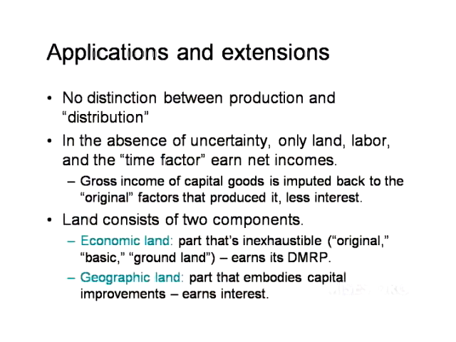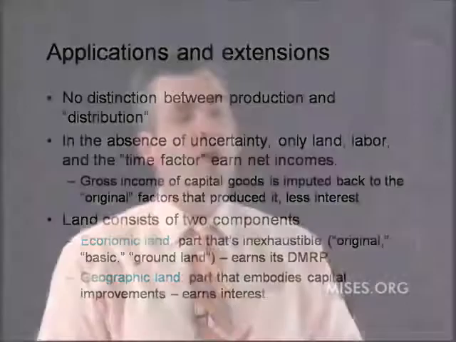What economists call geographic land, or land that embodies capital improvements, for example a field that's used in agriculture, incorporates not only the actual land itself, but the way in which that land has been transformed through the application of labor and capital goods into something that can be used to grow corn or whatever. So the improved part of the land is a capital good, the return to which will be imputed back to the labor and the basic land or economic land that went into its production.